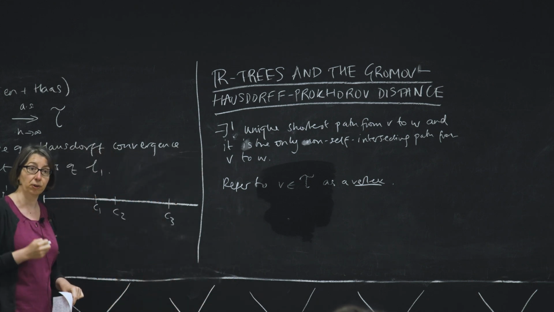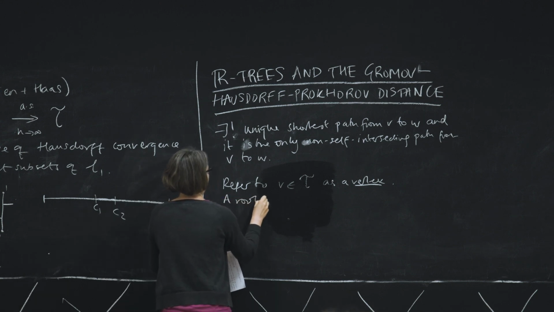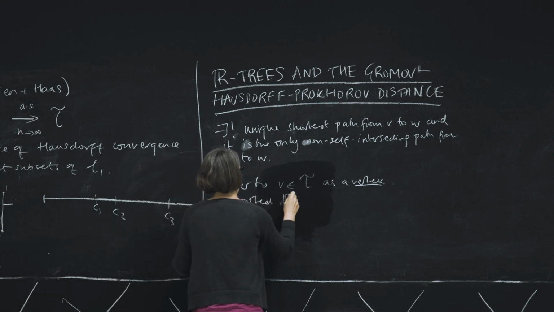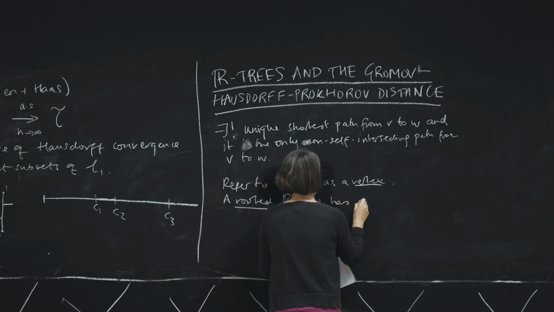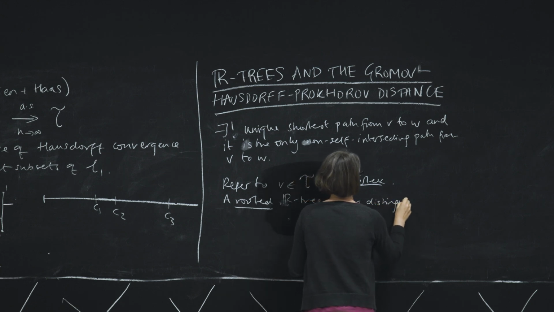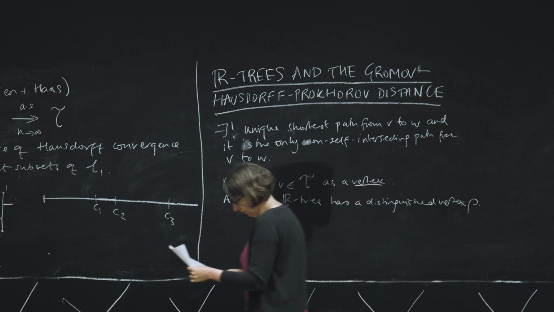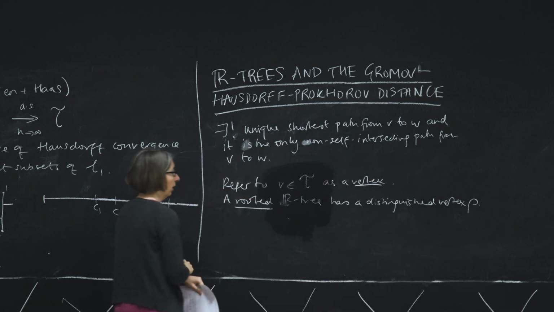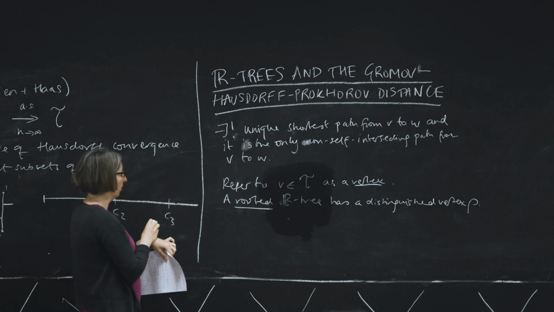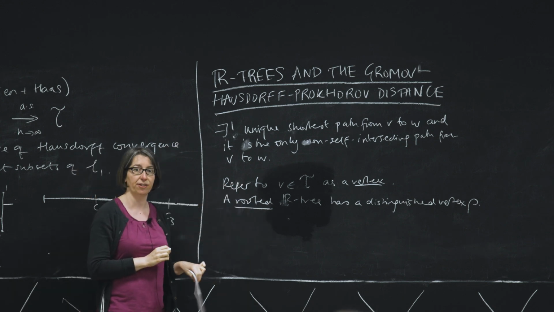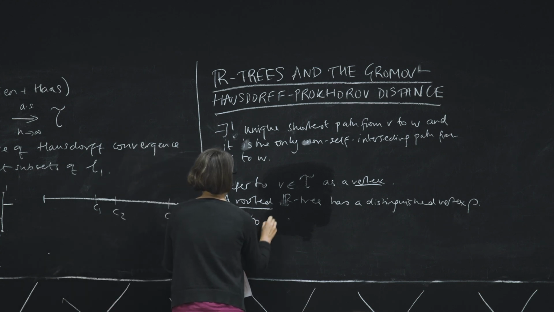Okay, so it's quite often going to be helpful, just as it was in the discrete setting, to think about rooting these objects. That's just distinguishing a point. So a rooted R tree has a distinguished vertex, which I'm always going to call rho. Because I want to think about drawing these things growing up from their roots, I'm going to refer to the distance between rho and V as the height of the vertex V.